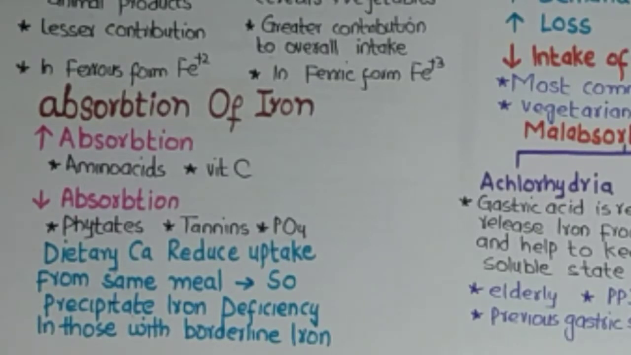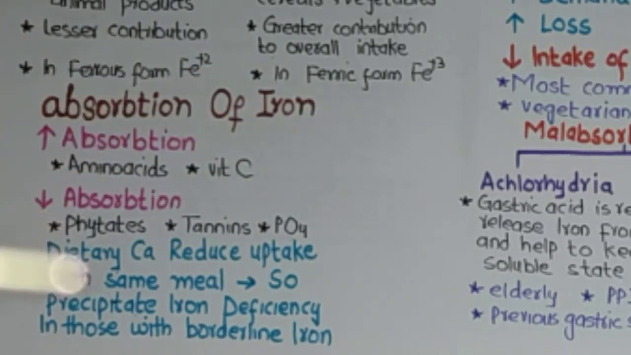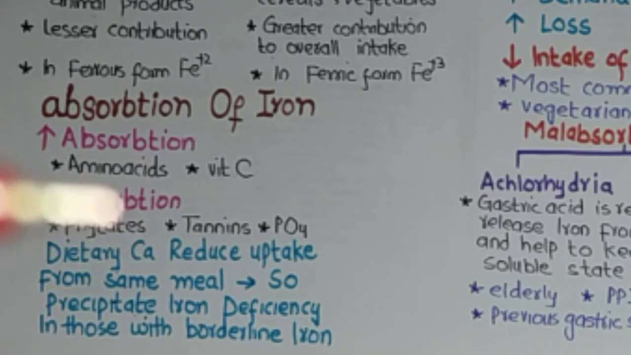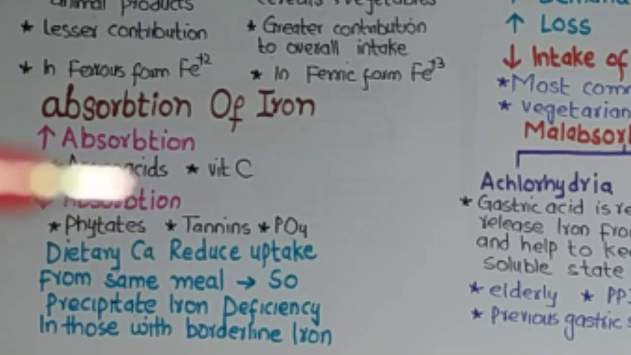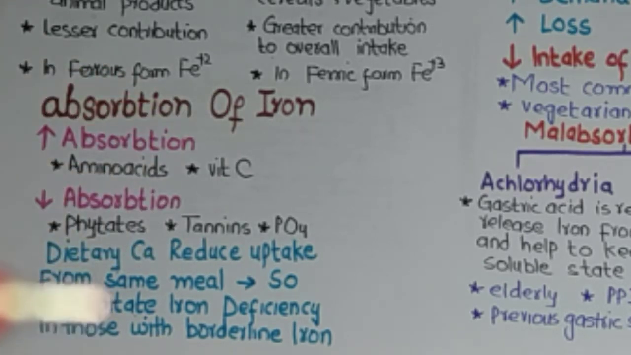Absorption of iron. Those ions or molecules or medicines that will increase absorption of iron, like vitamin C and amino acid. So when you will administer iron to the patient, along with that you will give vitamin C that will increase the absorption. In another case, phytates, tannins and the phosphate decrease the iron absorption, tannins in the tea. So when you will take tea, it will decrease iron absorption.